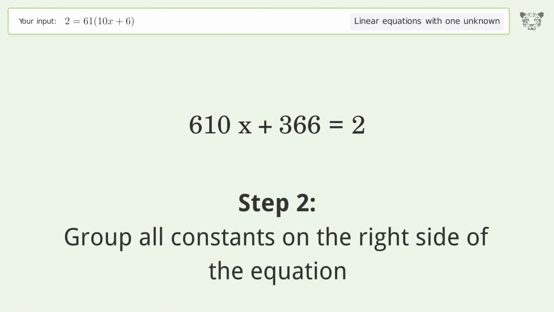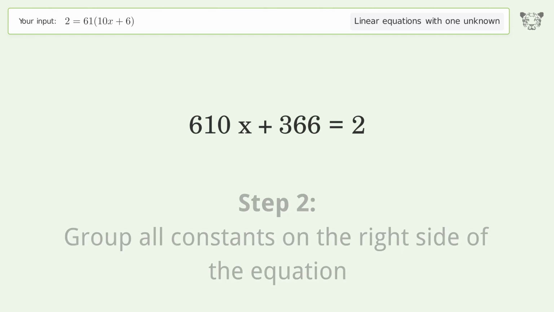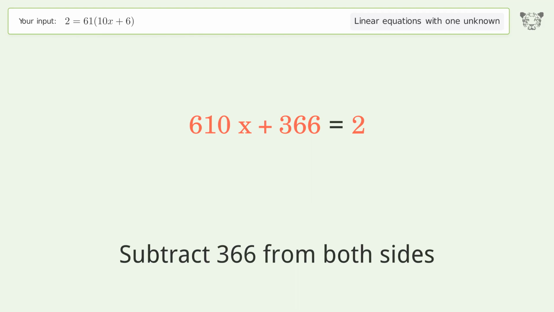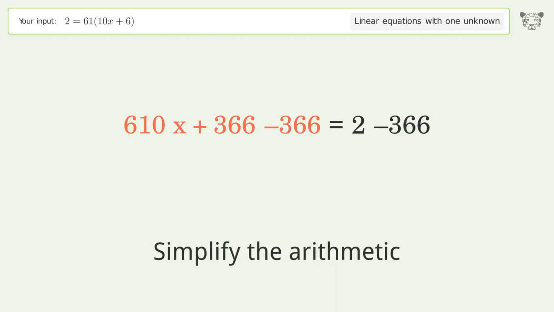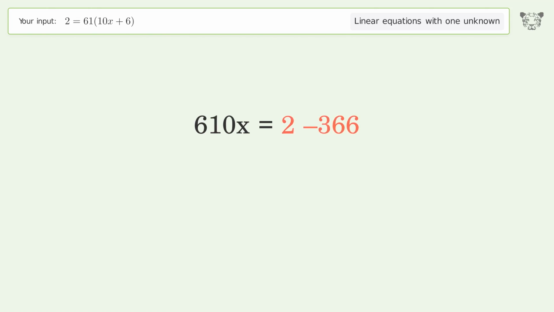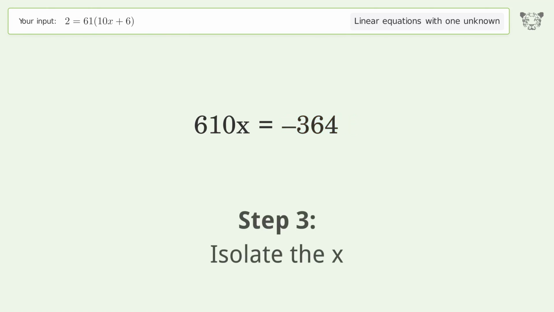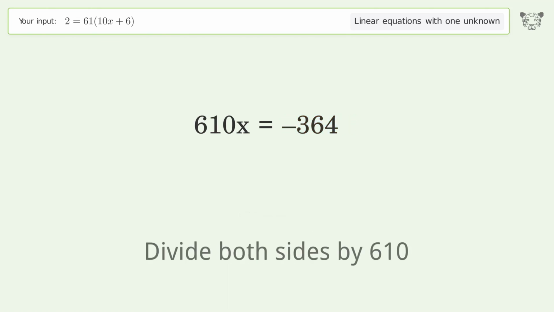Group all constants on the right side of the equation. Subtract 366 from both sides. Simplify the arithmetic. Isolate the x. Divide both sides by 610.